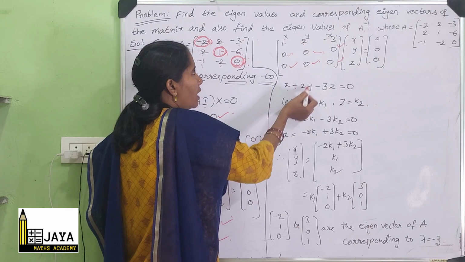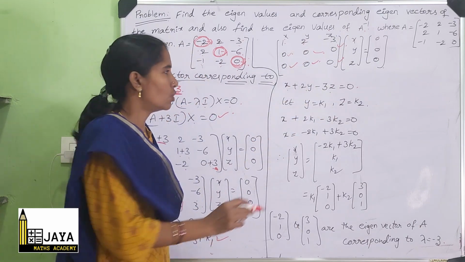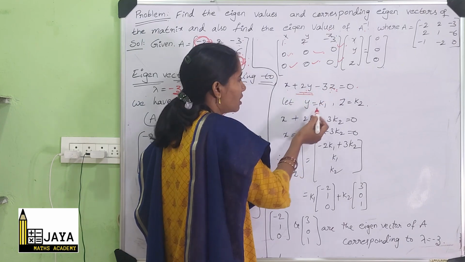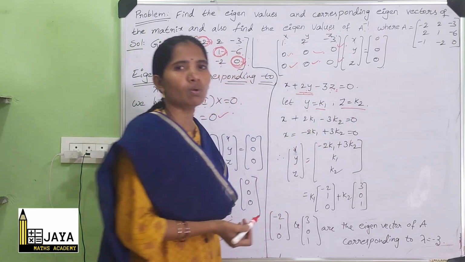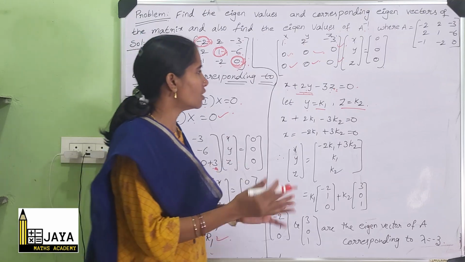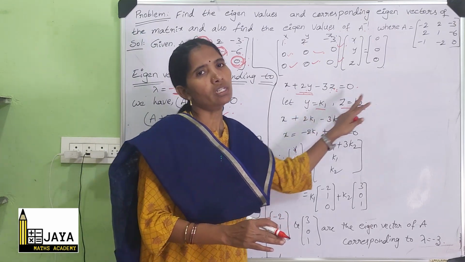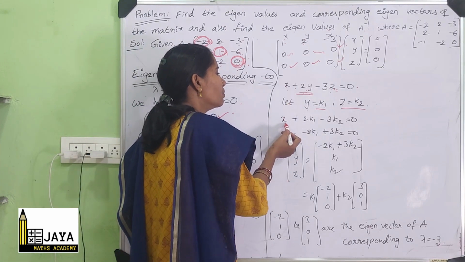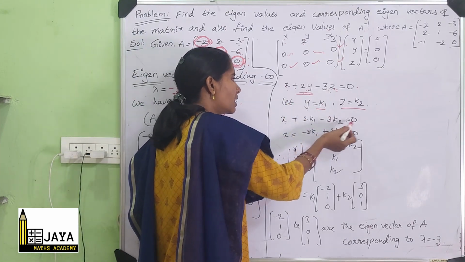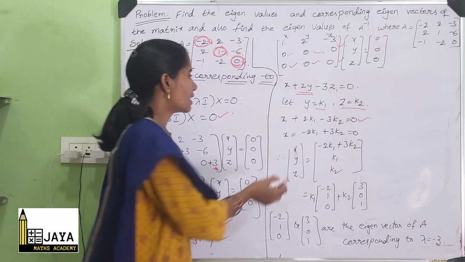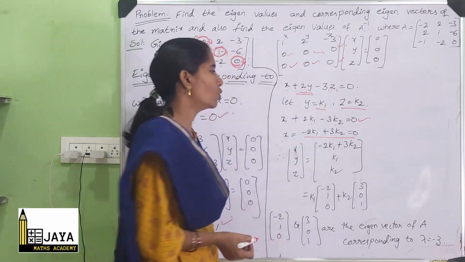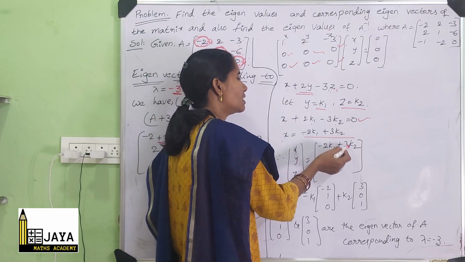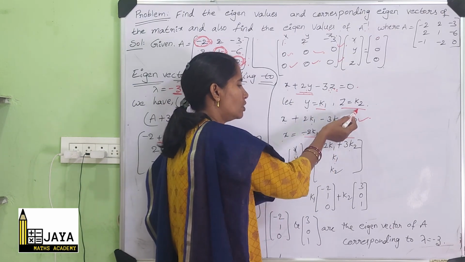x plus 2y minus 3z is equal to 0. Let us assume two values to be constants. y is equal to k1, z is equal to k2. If you want, you can interchange this. y is equal to k2, z is equal to k1 also. However you want, you can write. So here substitute x plus 2k1 minus 3k2 is equal to 0. So that x is equal to minus 2k1 plus 3k2. Okay, then you have xyz is equal to minus 2k1 plus 3k2, y value is k1, z value is k2.